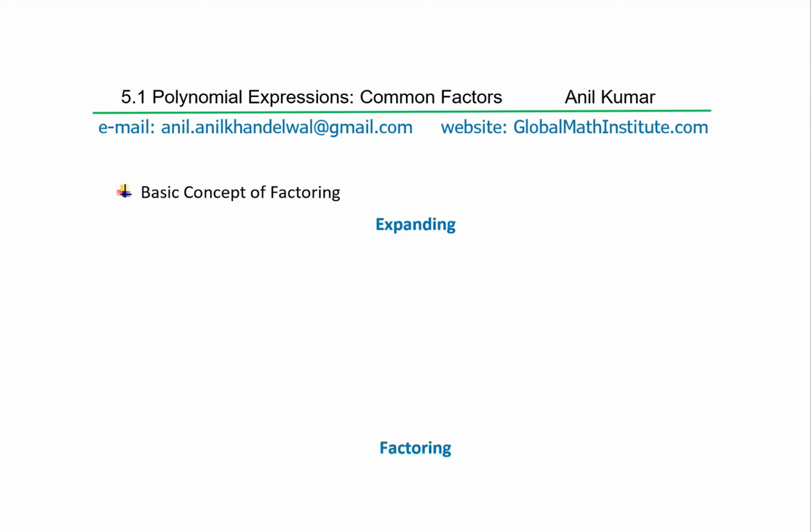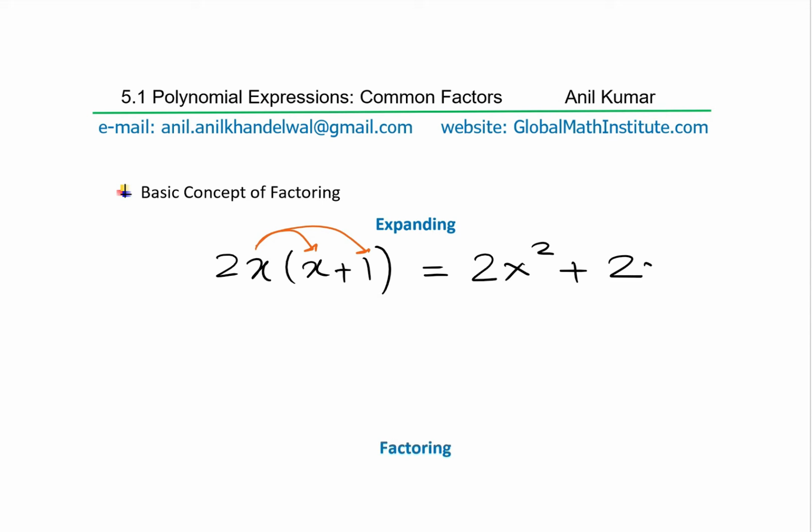So you have learned already about expanding. Let me take a simple example here to expand a polynomial. Let's say we have 2x times x plus 1. Now if I multiply, what do I get? 2x times x, we get 2x squared, and then with 1. So we just multiply. This is called the distributive property, and what we get here is 2x squared plus 2x, right? Now that is expansion.